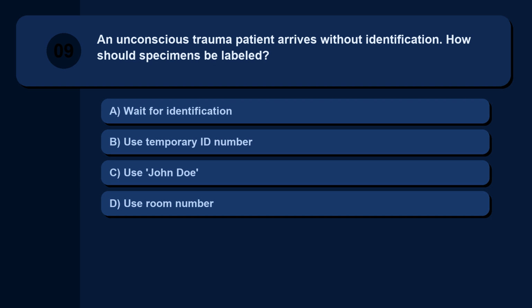Facilities assign unique temporary identifiers to ensure proper specimen tracking and avoid misidentification errors.